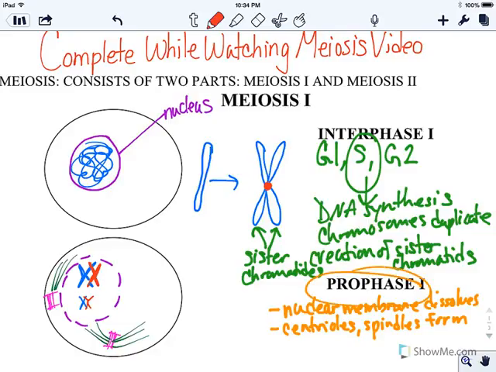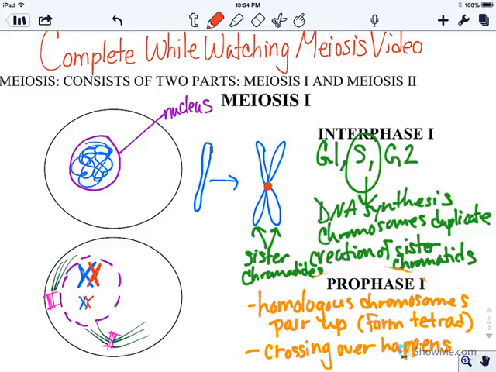Okay, so I've got Prophase One. So we have some similarities. My nuclear membrane starts to dissolve, shown in the picture here. My centrioles and my spindles start to reform, so that's the same. So here are some differences that happen during Prophase One.